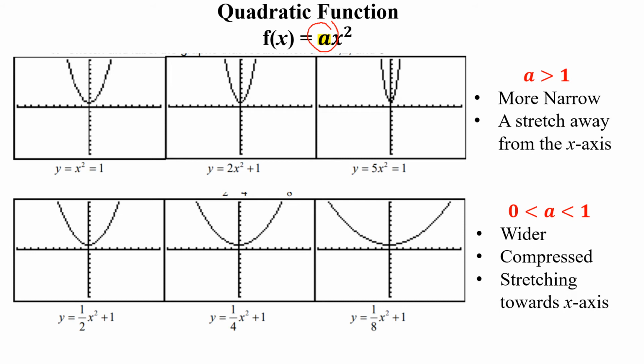But if we look at these three graphs down here, now my a, 1/2, 1/4, and 1/8 are all between 0 and 1. So a is greater than 0, but a is also less than 1, which means that now the parabola is wider. So from here to here it's getting wider as that number gets smaller. So we say that it's stretching towards the x-axis.